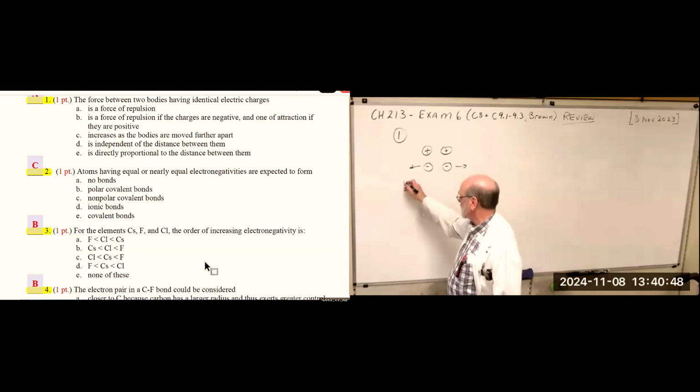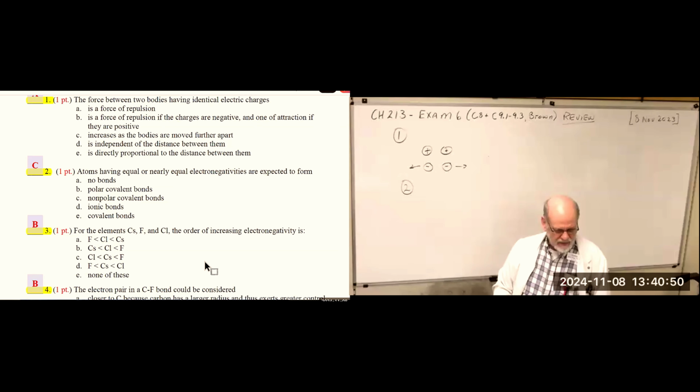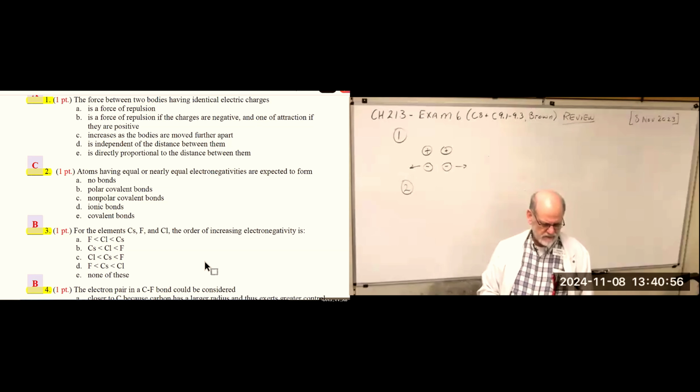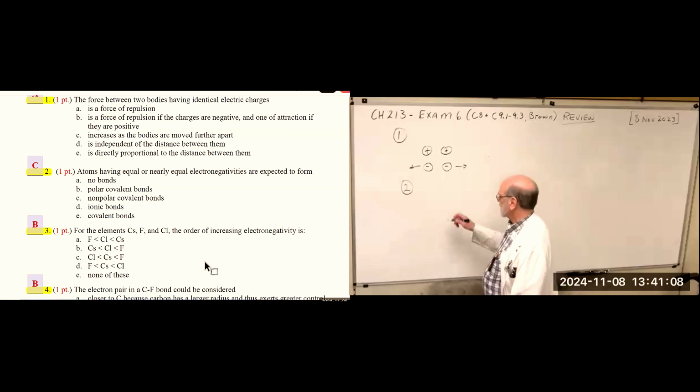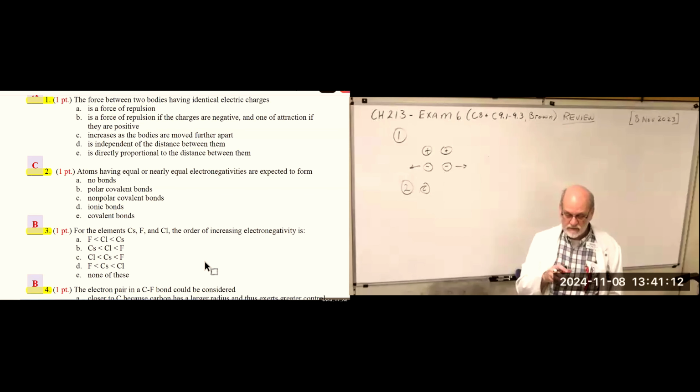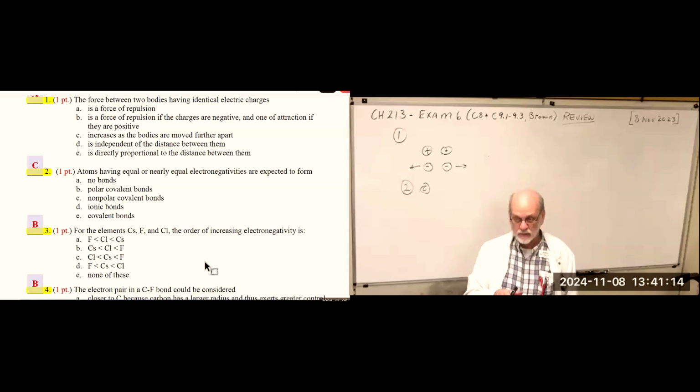Two, atoms having equal or nearly equal electronegativities are expected to form what kind of bonds? Covalent? Yes, that's true. E is true, but is there a better one? Non-polar covalent, C. If they're almost equal in electronegativities, they're definitely going to be non-polar.